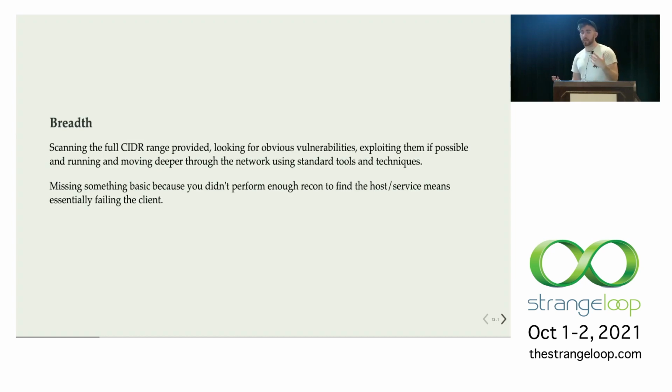The first was breadth. So you're given these IPs that are in scope. You have to scan them. You have this CIDR range or maybe individual boxes. And you're looking for obvious vulnerabilities. When I say obvious vulnerabilities, I mean something that someone has already exploited. If I Google the name of the service, the version of the software, and Exploit-DB, something comes up that is code that runs that will exploit this service.